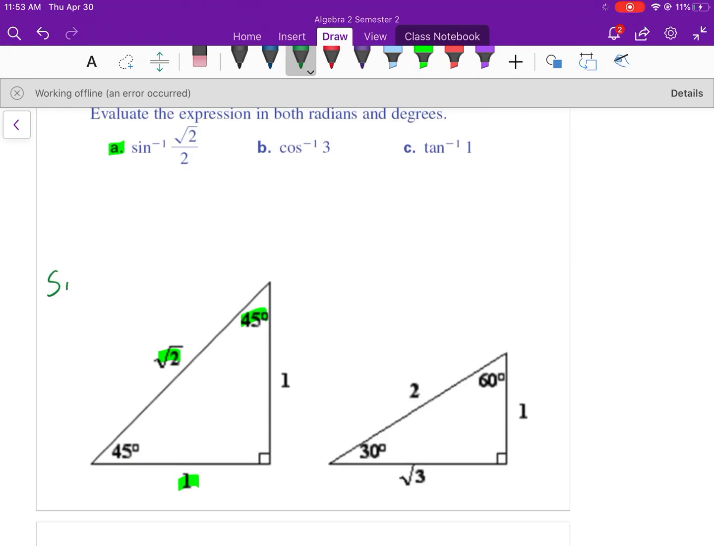So sine of 45 is equal to 1 over square root of 2, or square root of 2 over 2. Those match up here. So the angle that we came from to get that was 45. So inverse sine of square root of 2 over 2 is 45 degrees. And again, it is an angle measure, so you need to make sure you have that degree symbol as well.